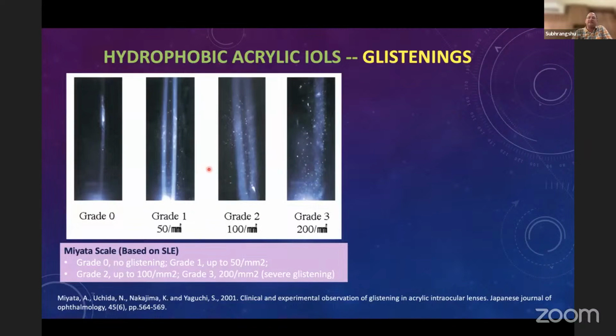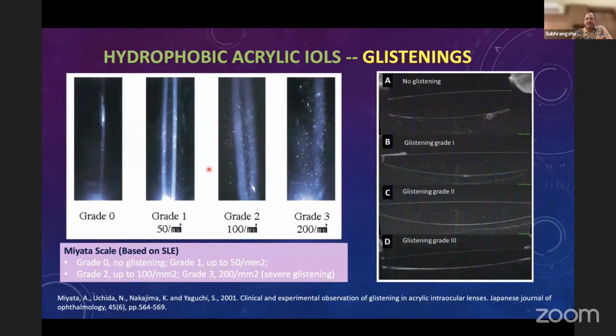The Miyata scale is the one which is most widely used, based on slit-lamp examination findings. But nowadays, various other scales based on Scheimpflug imaging and anterior segment OCT are also coming up.